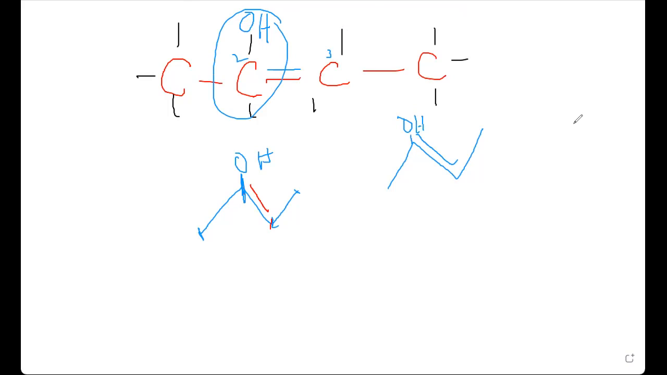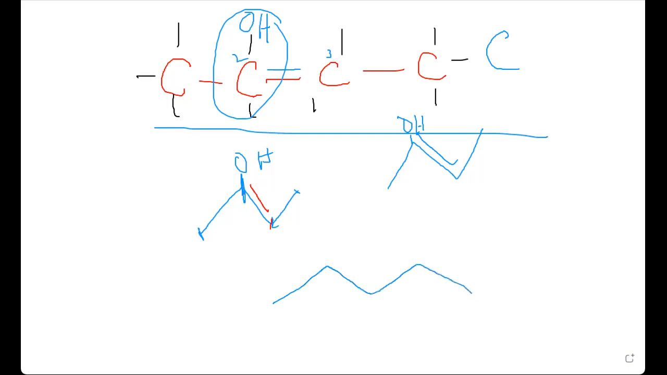This is how you have to make your skeletal formula. For example, if this is pentane, I just added one more carbon. So you can draw like this, 1, 2, 3, 4, 5. And you can see there is a double bond. Now you have to show the double bond here. And here you have to show OH. This is so simple.